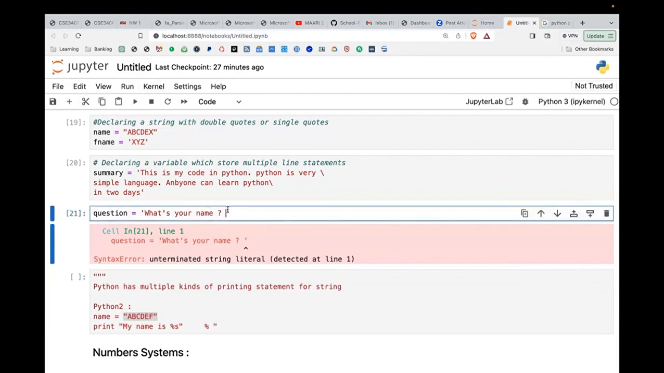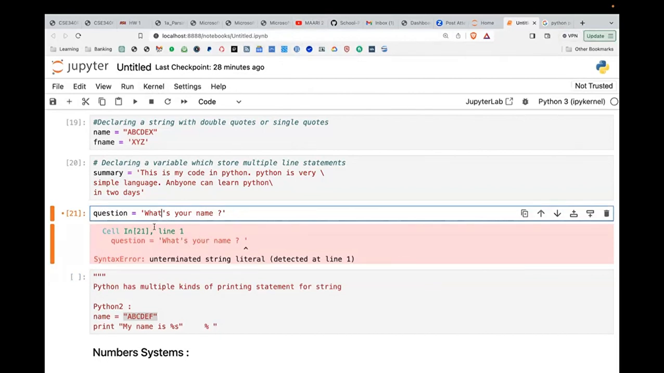Think about it. Can anyone tell me what the error is here? Please do not type in the question and answer. Please speak. Who wanted to tell me what the error is here? This is because of the apostrophe between what and s. Yes, this is because of that.